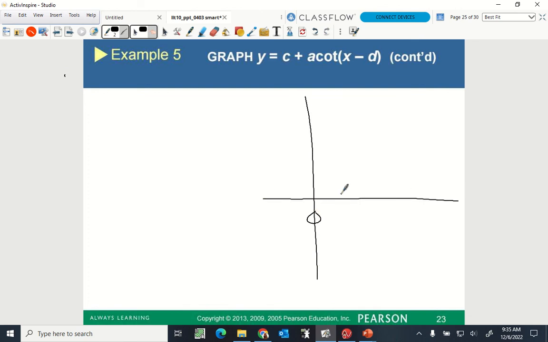So here's 0, my start was pi over 4, my end was 5 pi over 4. And we got to try and figure out my steps, right? We got to figure out the steps, so it's going to be period divided by 4. So the period on this one was, what was the period? Pi. Pi, very good, it is pi, divided by 4. So each step is going to be pi over 4.